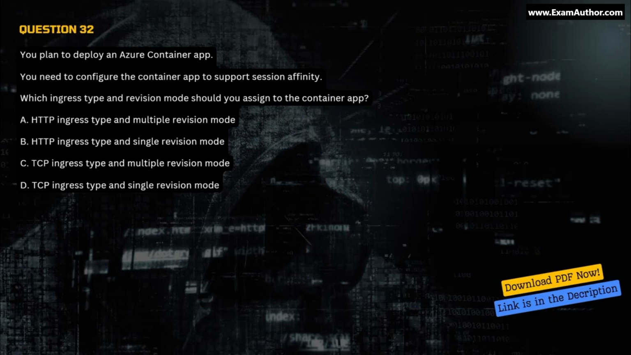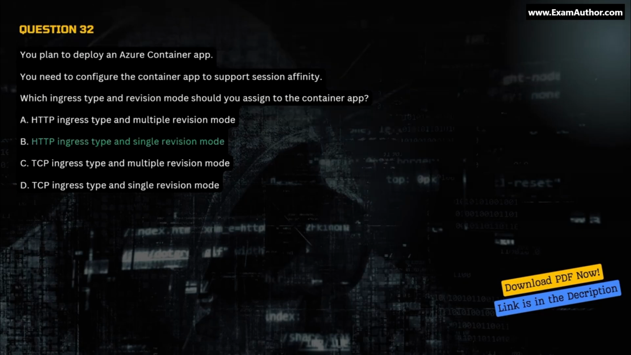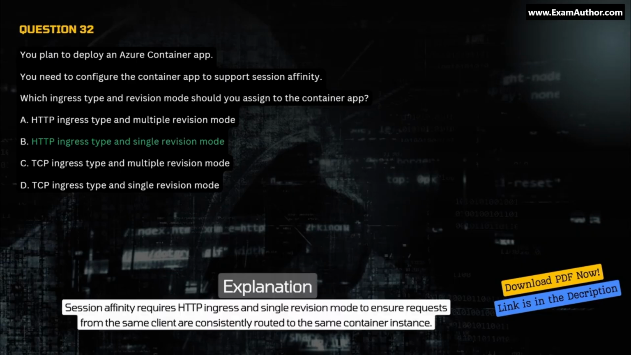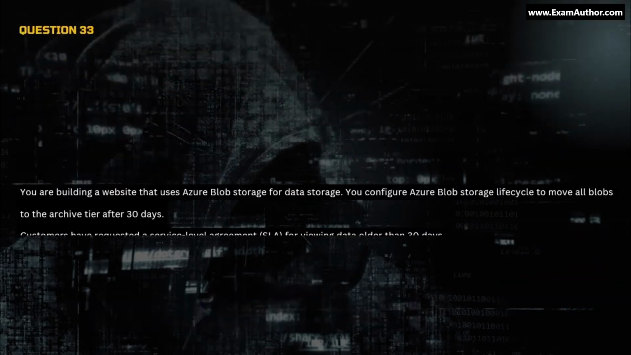Correct answer B. HTTP ingress type and single revision mode. Explanation: Session affinity requires HTTP ingress and single revision mode to ensure requests from the same client are consistently routed to the same container instance. Question 33.